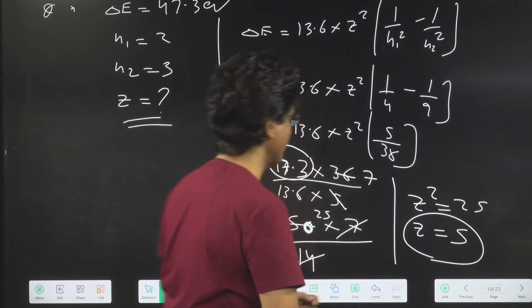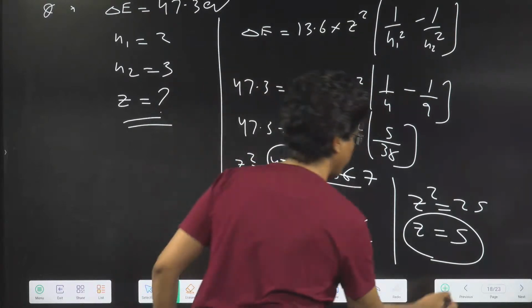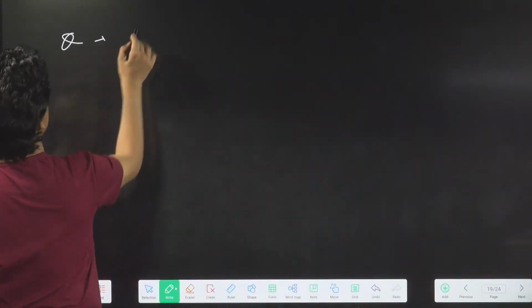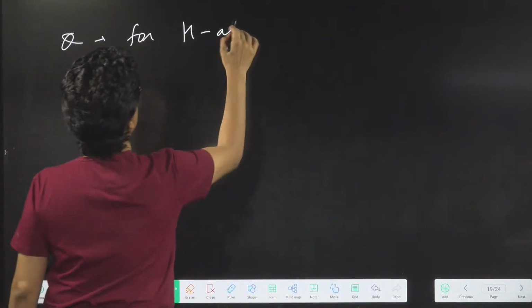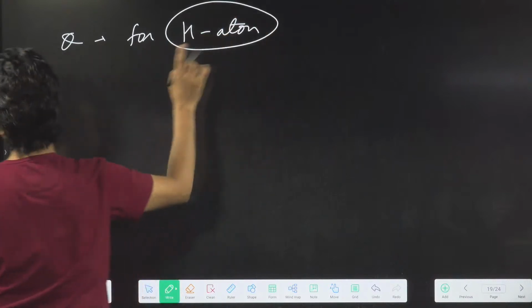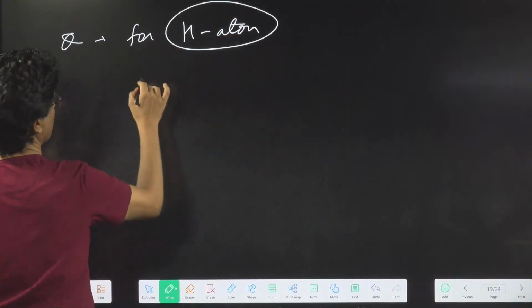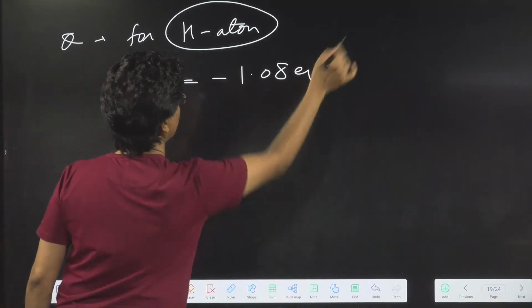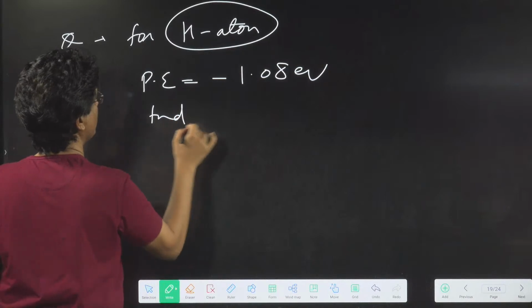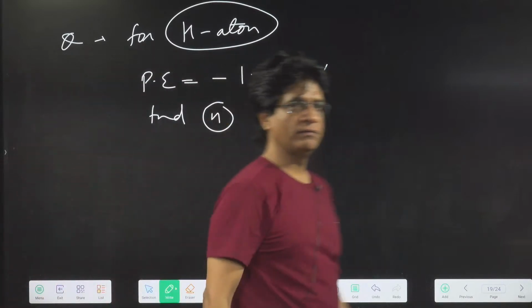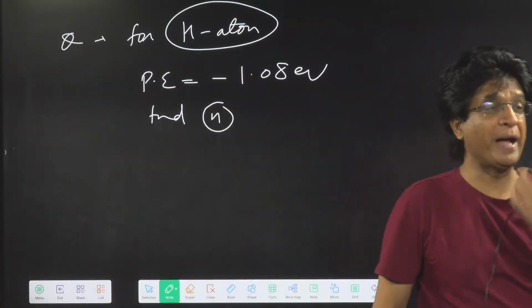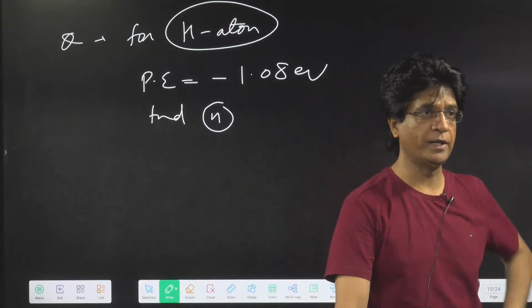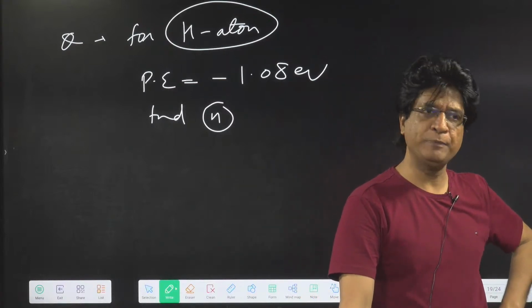One last question coming up. I'm giving you a hydrogen atom. For the hydrogen atom, if the potential energy is given as minus 1.08 electron volt, find the orbit number, find N. Now you will see the magic of what you have learned earlier. Those values will help you like hell.